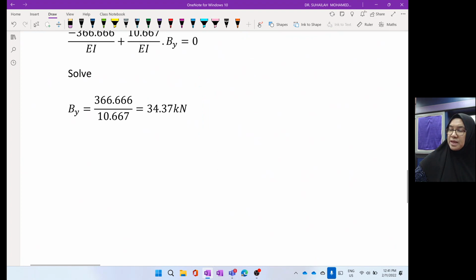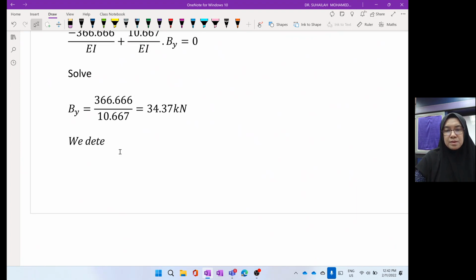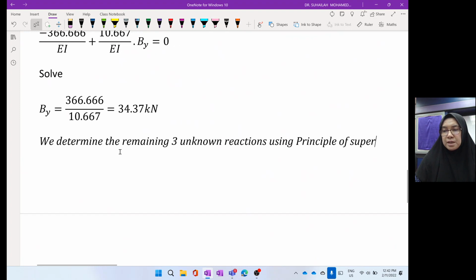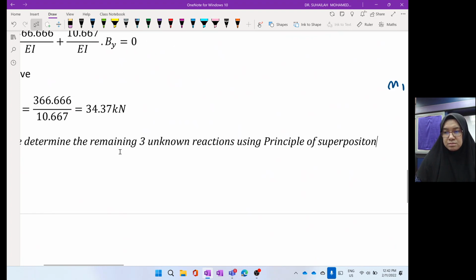Okay, so we can actually solve the remaining. We determine the remaining, how many? 3, right? Unknown reactions using principle of superposition.